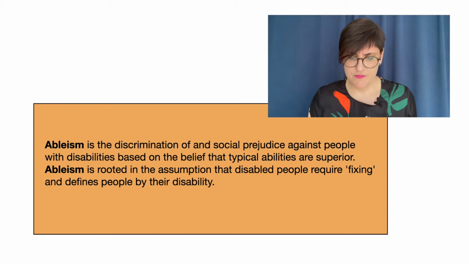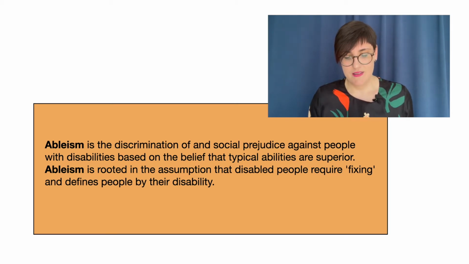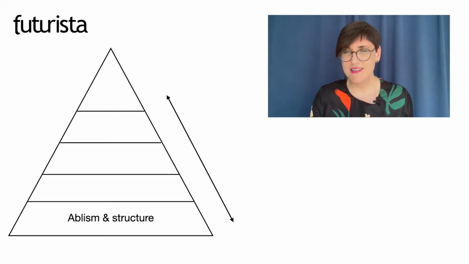Well, what happened here was ableism. And what is ableism then? Well, if we look at a definition, it's the discrimination and social prejudice against people with disabilities based on the beliefs that typical abilities are superior. Ableism is rooted in the assumption that disabled people require fixing and that a disability defines people. Yeah, so this is the base here of the pyramid.